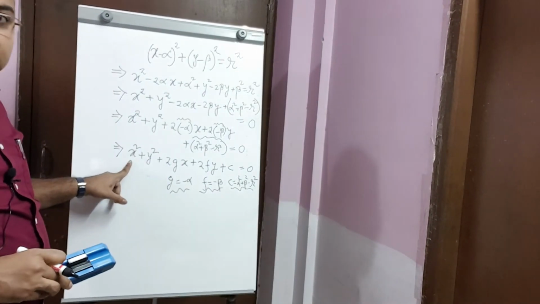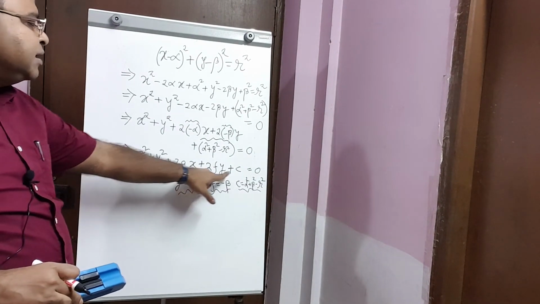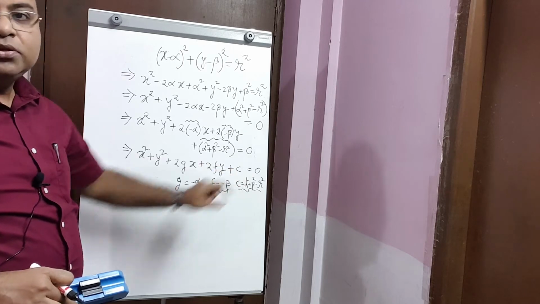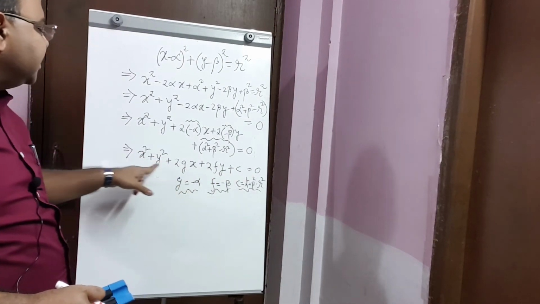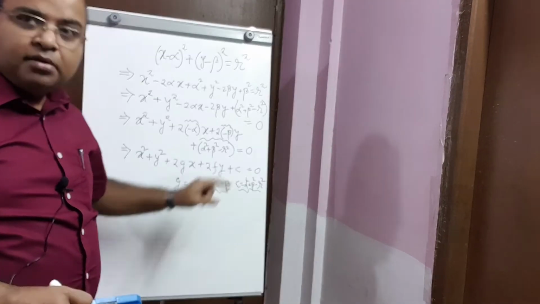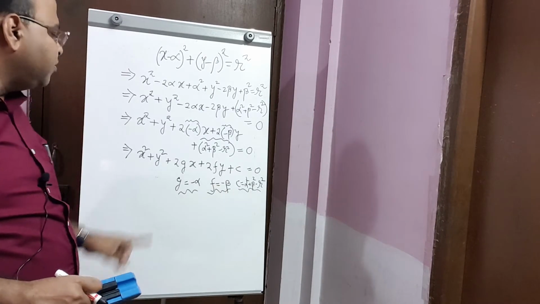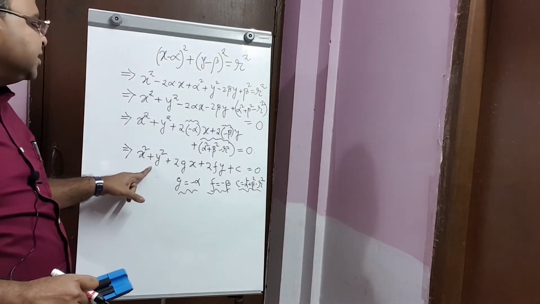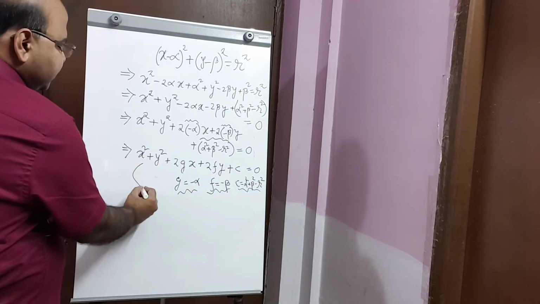x square plus y square plus 2gx plus 2fy plus c is equal to 0. So this form is known as the equation of the circle in general form. This is the equation of a circle in general form. Now in general form, from this equation, if we have to obtain the coordinates of the center, what will be the coordinates of the center?